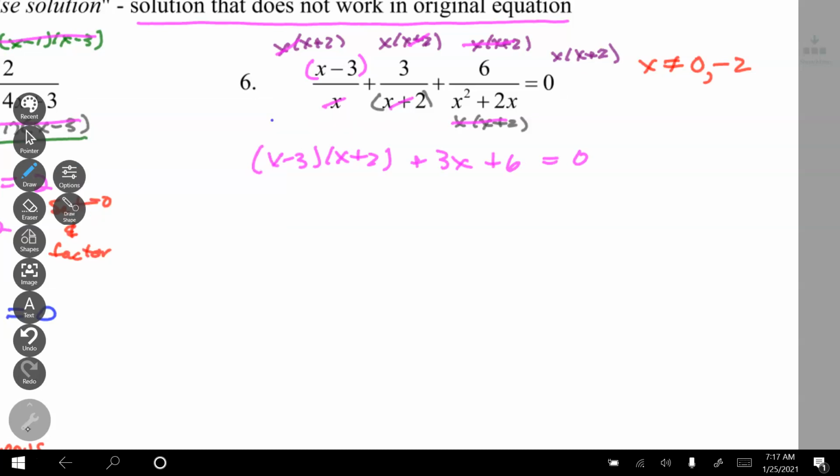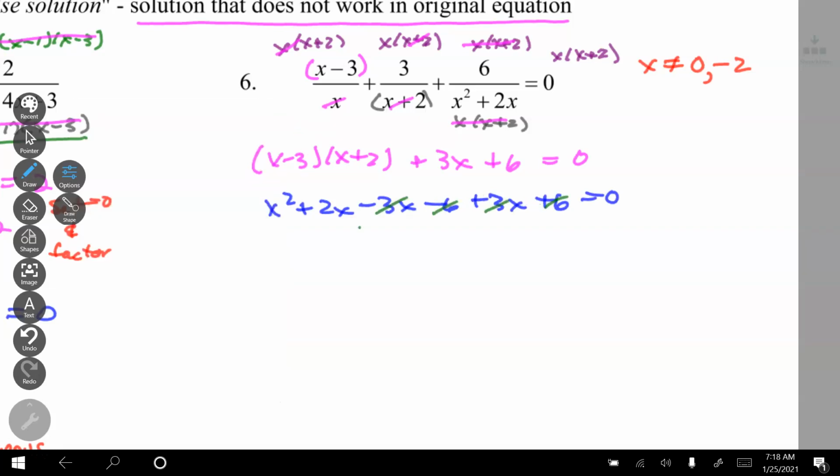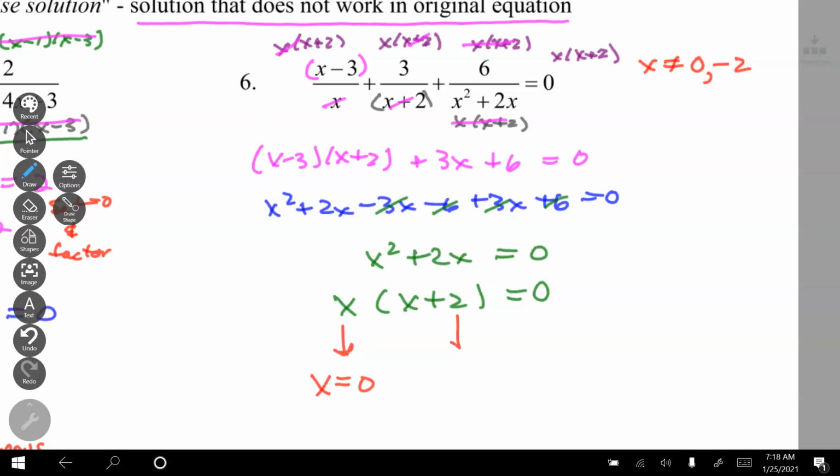I'm going to expand it all. I get x squared plus 2x minus 3x minus 6 plus 3x plus 6 is equal to 0. And how convenient, I get these guys that cancel out. I'm left with x squared plus 2x is equal to 0. Again, I'm going to factor it. They have an x in common. And I have two solutions. This first one is x equals 0. The second one is going to be x equals negative 2. But look at that from the beginning. Both of these are extraneous.